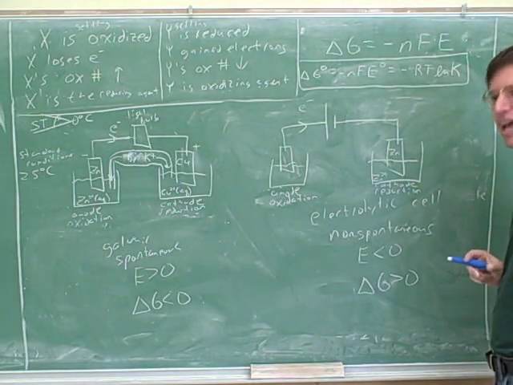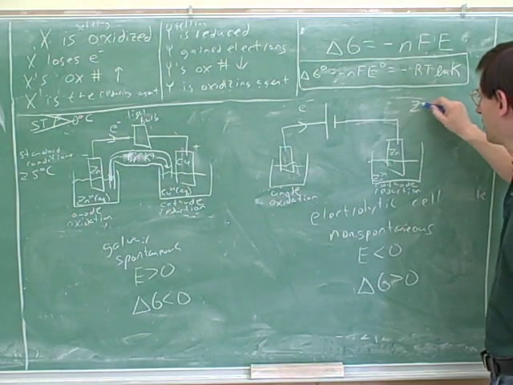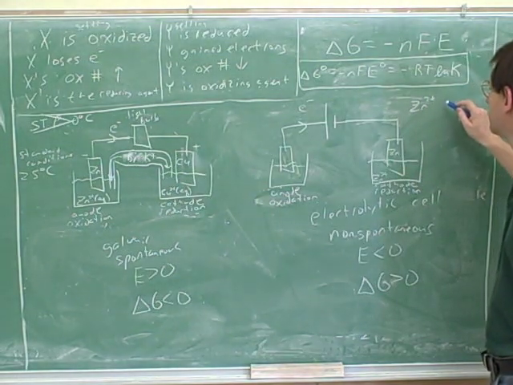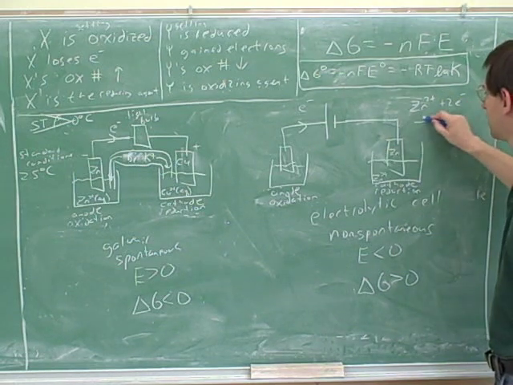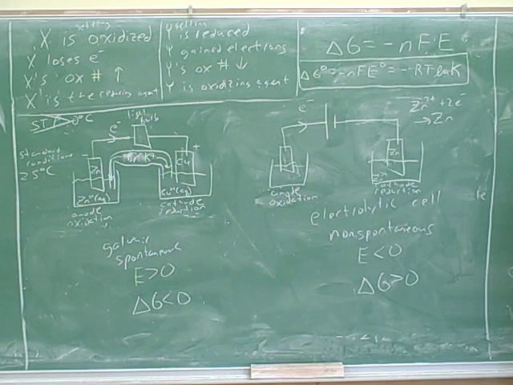Would it be just split? Yeah. So what would that be? So zinc 2 plus, plus 2 electrons. The zinc solid. Right. And what's the potential for that?